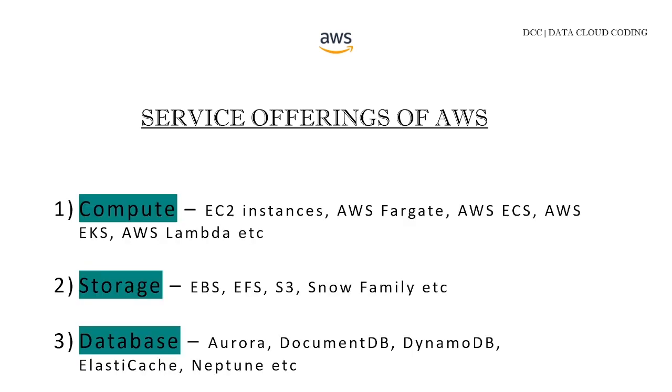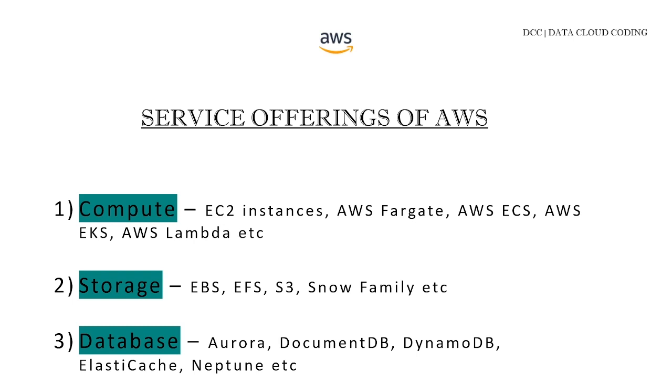For compute, we have EC2 instances. These are nothing but virtual machines that you can rent or hire inside of AWS. We have AWS Fargate. We have AWS ECS, which is the Elastic Container Service. We have AWS EKS, which is Elastic Kubernetes Service. And we have AWS Lambda, which is nothing but a serverless platform through which you can run your code based on some events. We'll be seeing all these services in detail in the subsequent lectures, but for now just keep in mind that we have services for compute inside of AWS, and these are EC2, AWS Fargate, ECS, EKS, Lambda, and so on.